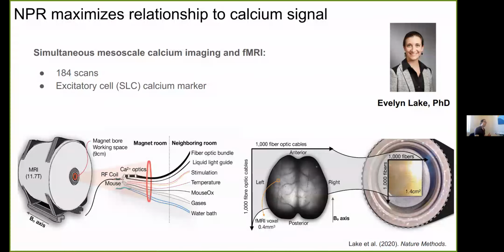I'm going to end with a final set of very unique analyses that I was lucky to carry out thanks to a collaboration with Evelyn Lake at Yale University, who has acquired a unique data set with simultaneous cortex-wide calcium imaging and fMRI, thus allowing me to compare how different analyses can capture underlying network neural signature.